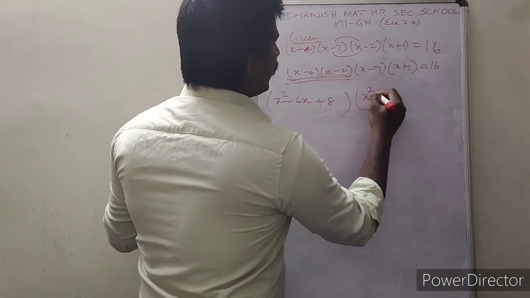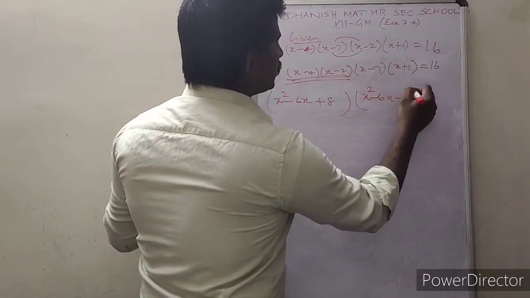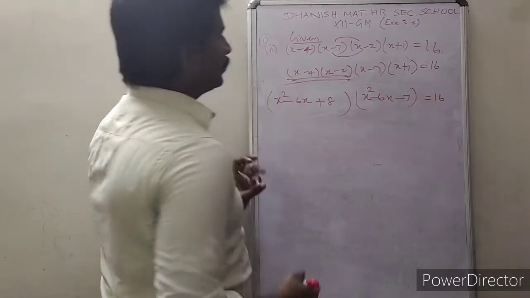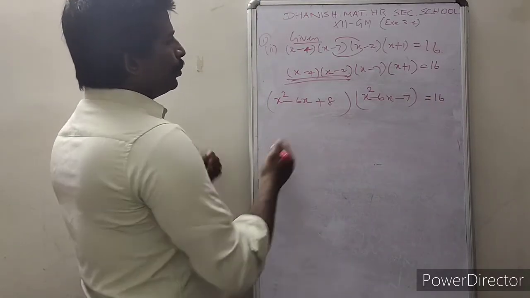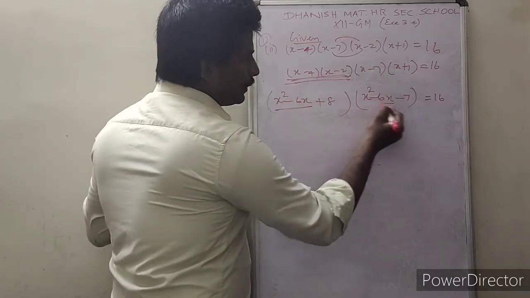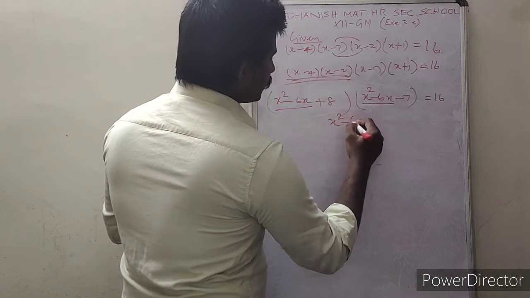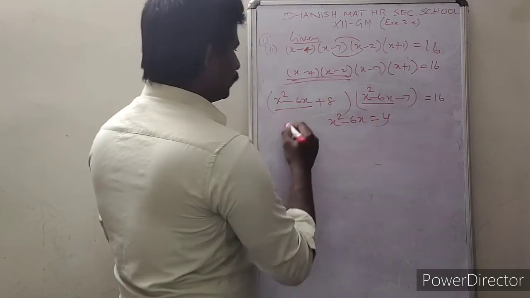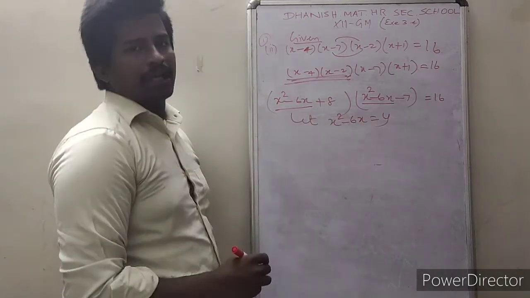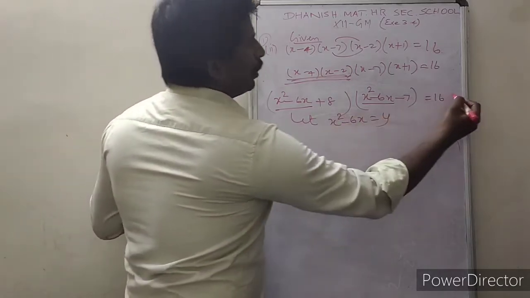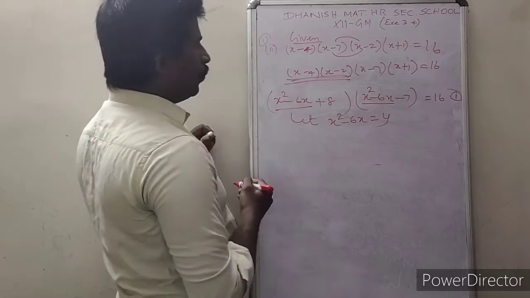Here we'll have x square minus 6x minus 7, equal to 16. Now what I'm going to do, I'm going to take the common terms as y. So here I'm going to take x square minus 6x as y. Let x square minus 6x be y. So we can consider this as equation 1.